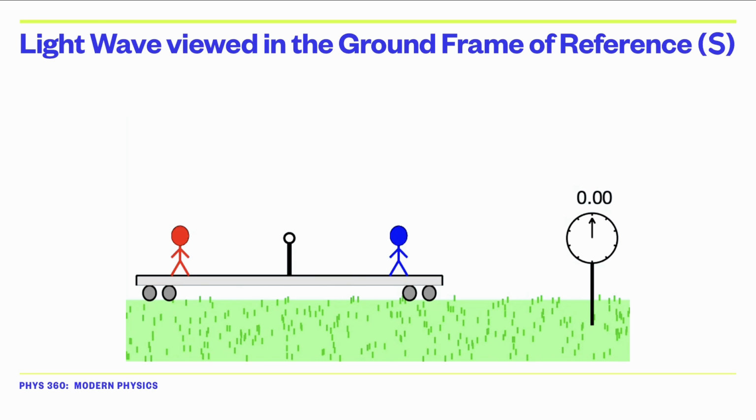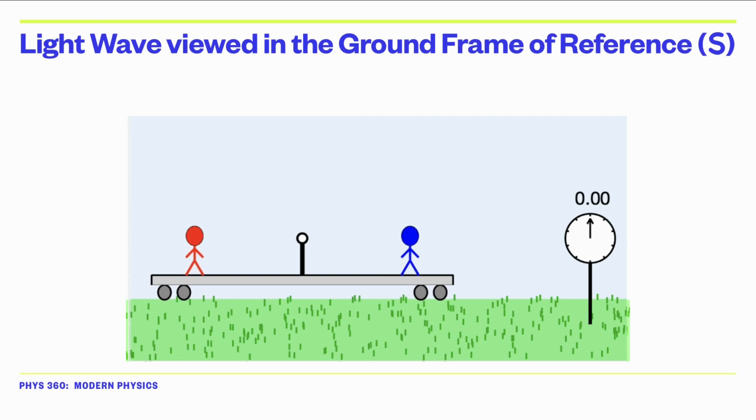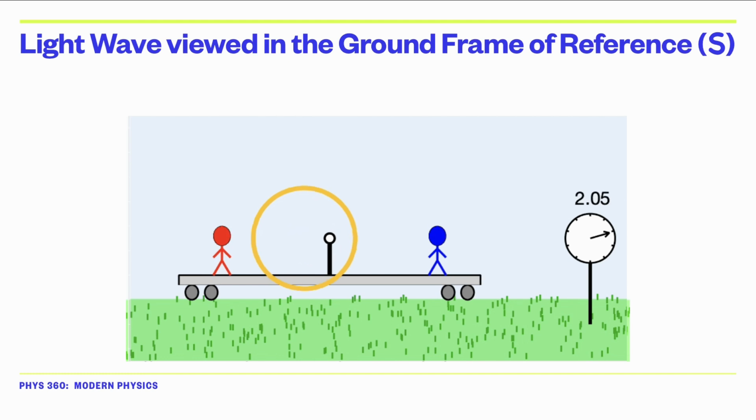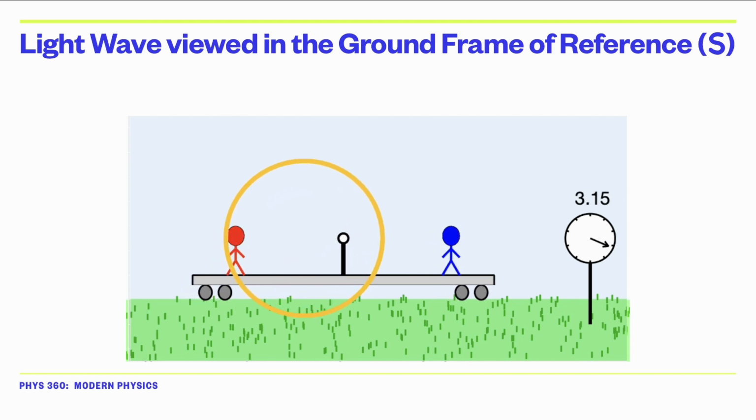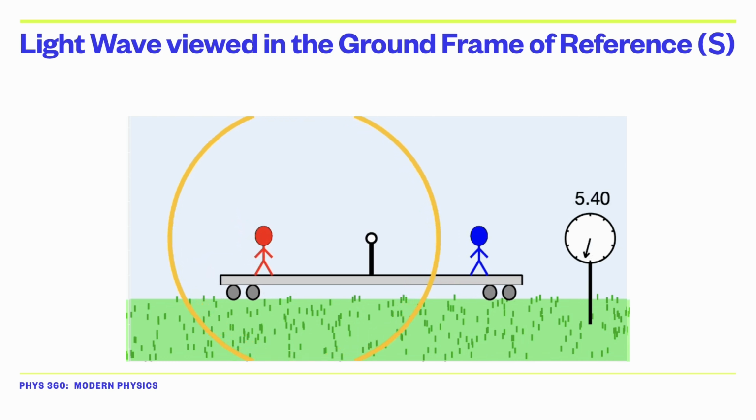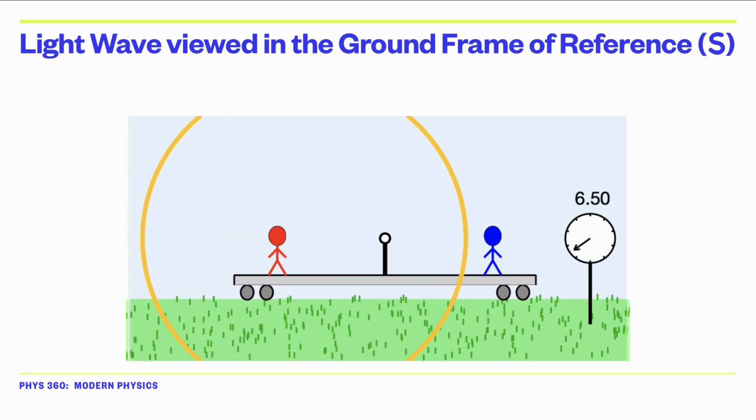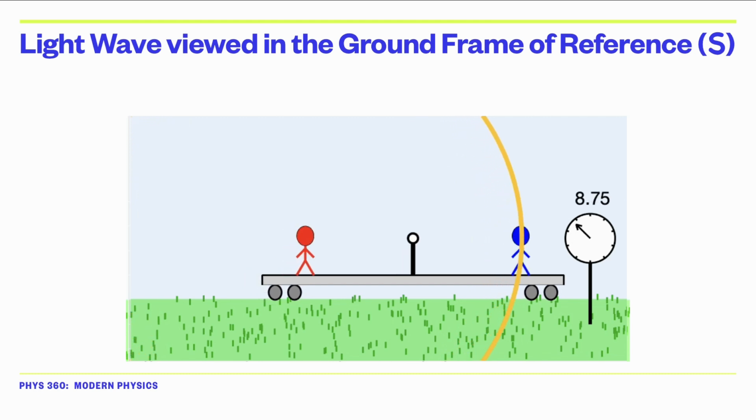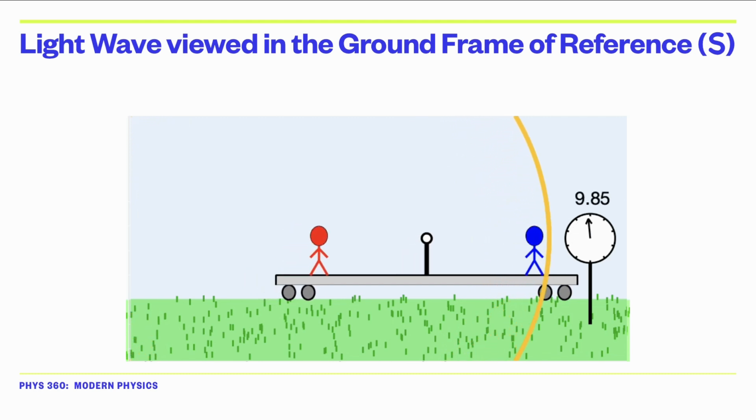Let's watch what happens. Mr. Red travels towards the light source while Ms. Blue is moving away from it. Mr. Red will see the light flash right here, but the light wave is still trying to catch up to Ms. Blue. She will see the light flash right now. Thus, in the reference frame of the ground, Mr. Red clearly sees the light flash before Ms. Blue. However, in the reference frame of the train, they see the flash at the same time.